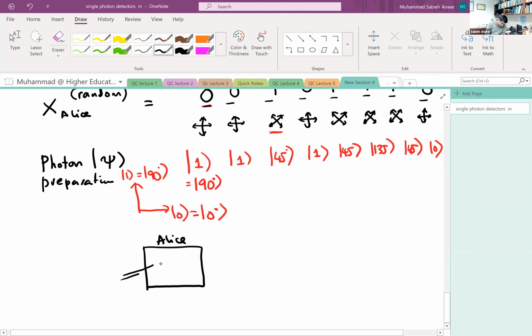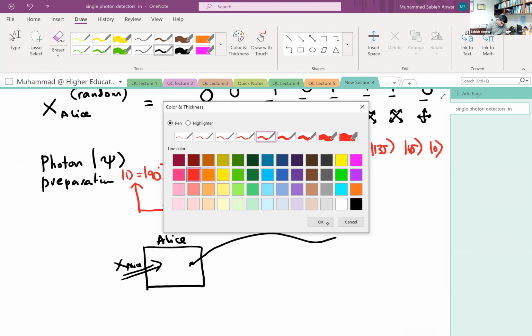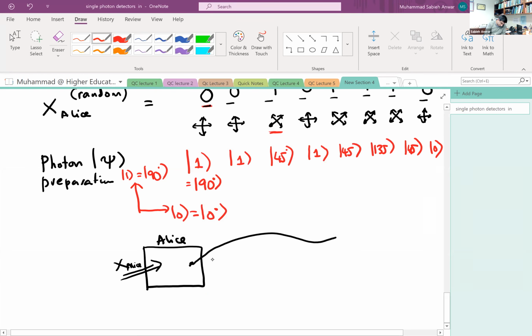She has a random number generator X. Then she prepares photons and sends them to Bob. So there is a sequence of photons: cat 1, she first sends cat 1, followed by another cat 1, followed by 45, followed by cat 1, and so on. So this is time. So she sends a stream of photons.